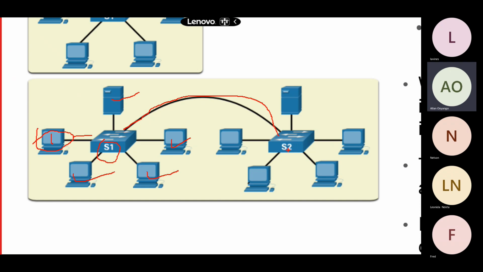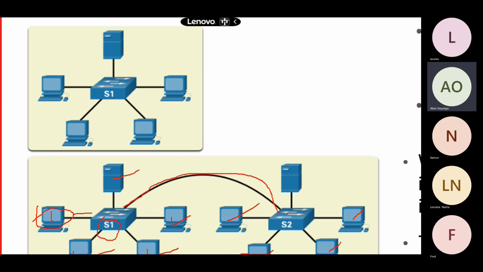Switch S2 receives that message. Switch S2 must also broadcast this to the server and the PCs here. Now, the switch will always do that broadcast, and that is something very common for a switch. And the same thing, of course, will happen here. This switch will always broadcast a message.